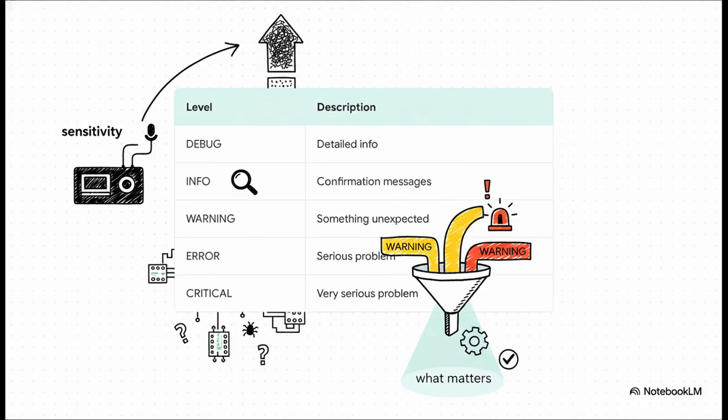And logging comes with these built-in severity levels. Think of this like setting the sensitivity on your black box. While you're developing, you might want to see everything, so you set it to debug. But in a live production app, you might only care about warning and above. This lets you cut through the noise and focus on the real problems.